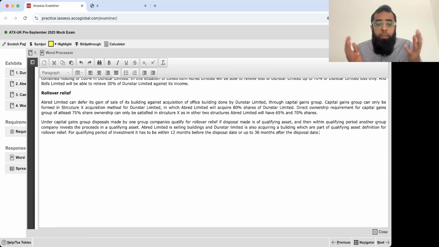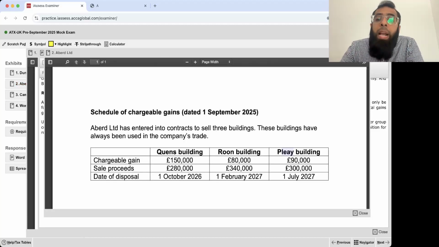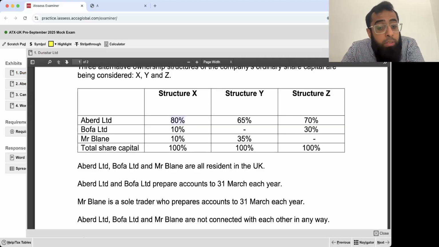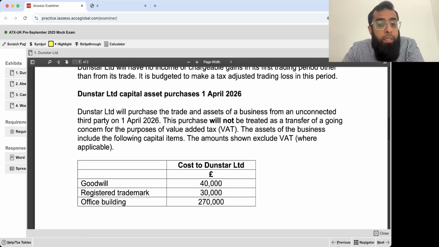Revise the rollover relief: up to 12 months before and up to 36 months after. Now, Aberrade Limited is selling 3 buildings on 3 different dates: Queen's Building, Rune Building and Plie Building. Whereas Dunster Limited is acquiring this building on 1st April 26.